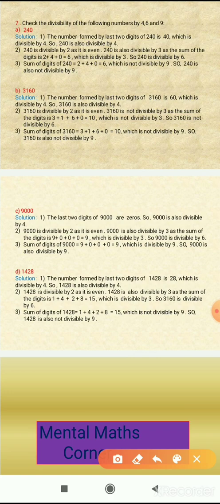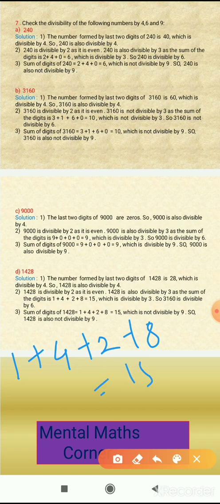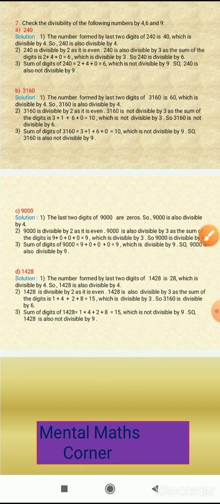Now we just add its digits. 1 plus 4 plus 2 plus 8. We get sum 15, and 15 is not divisible by 9. So 1428 is also not divisible by 9. In this way, we have checked divisibility of 1428 by 2, 4, 6 and 9. So here we get 1428 is divisible by 4, divisible by 6, but it is not divisible by 9. Okay, so here we check divisibility of the given number by 4, 6 and 9.